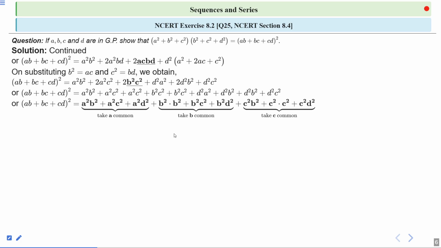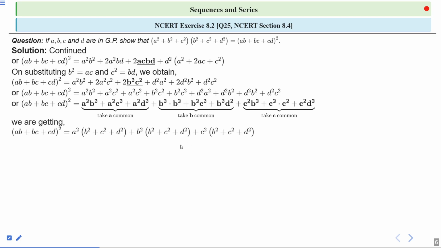So now from the first 3 terms, A²B² + A²C² + A²C², take common A². Then from this term, B²B² + B²C² + B²D², take common B². And then C²B² + C²C² + C²D², take common C².